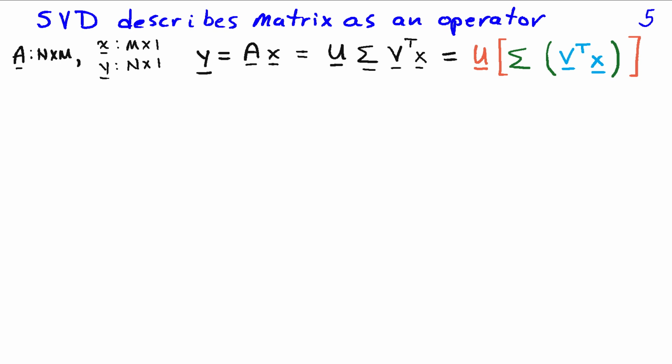acting as an operator. Now, when I say that a matrix is acting as an operator, what I mean is A operates on X to give me Y. Since A is n by m, then X is going to be an m by 1 vector, and A maps this m by 1 vector into the n by 1 vector Y. If I replace A by its singular value decomposition, U sigma V transpose times X, then we can group terms in the order in which they're applied. So first, in blue, I can think about V transpose X, then in green I can think about sigma times V transpose X, and then in orange I can think about U times sigma V transpose X.